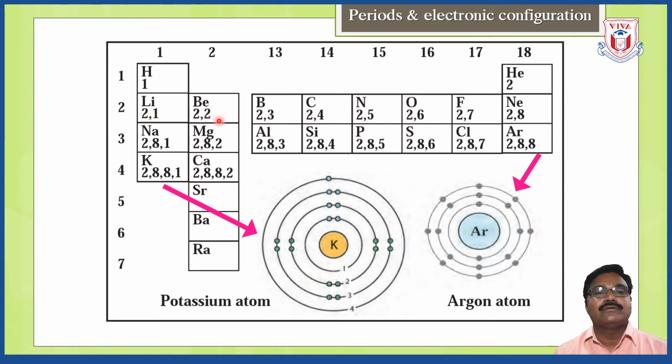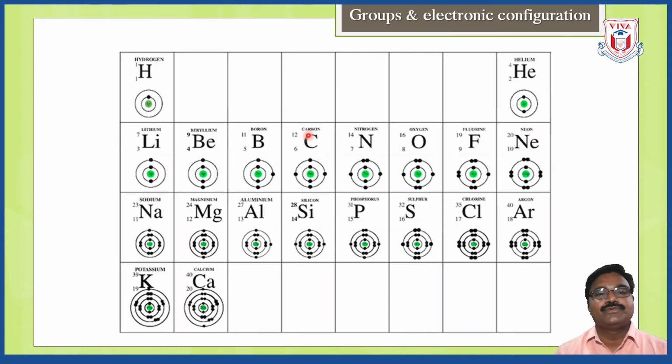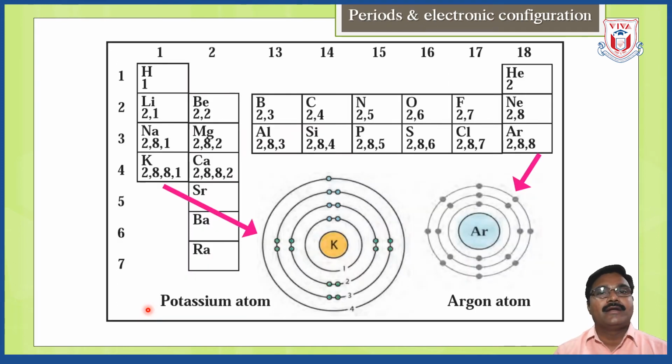That means they have same number of shells, but there goes on adding 1 electron in outermost shell. And here in groups we have seen that number of shells goes on increasing down the group. Here only 1 shell is there, then here 2 shells are there, here 3 shells, and here 4 shells. In groups, as we go down the group, number of shells goes on increasing, but in periods the number of shells remain same, but number of electrons goes on increasing in outermost shell.